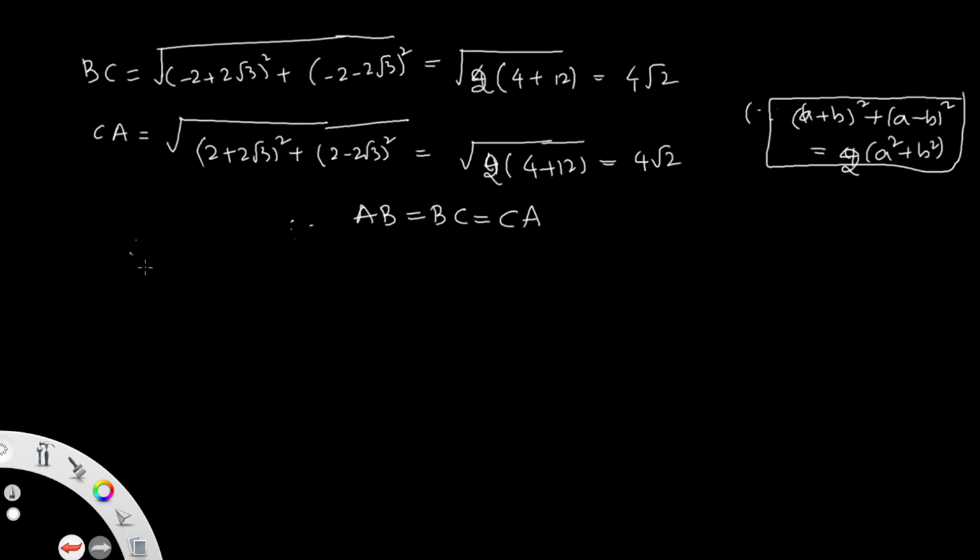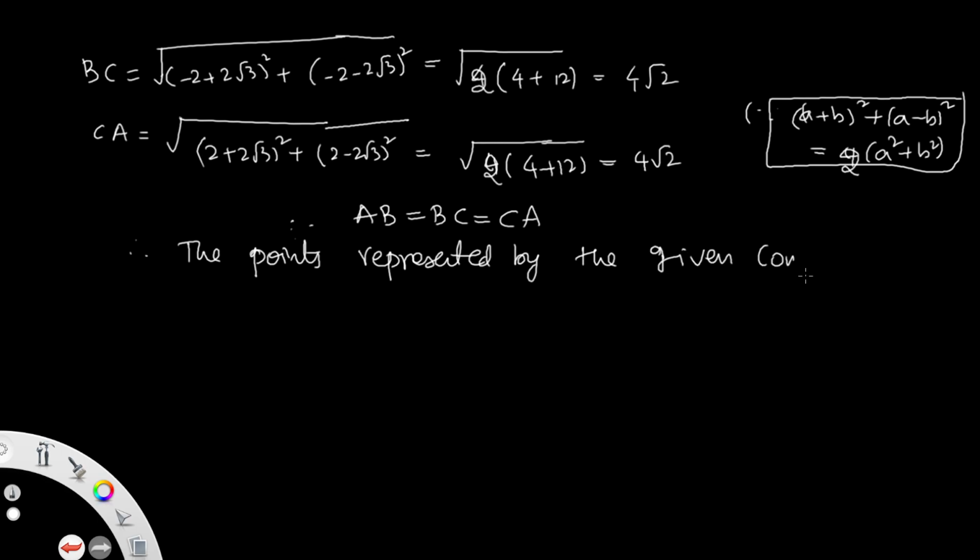Therefore, the points represented by the given complex numbers form an equilateral triangle.